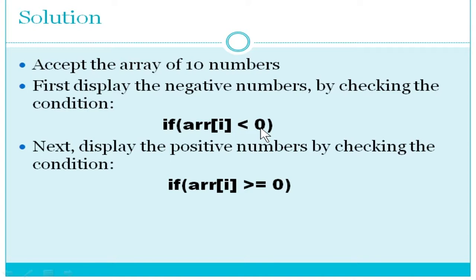After displaying the negative numbers, use another loop and check whether the condition ARR of I is greater than or equal to 0, including 0. If it is greater than or equal to 0, you have to display the positive numbers. So this is the logic you are going to use in this program.